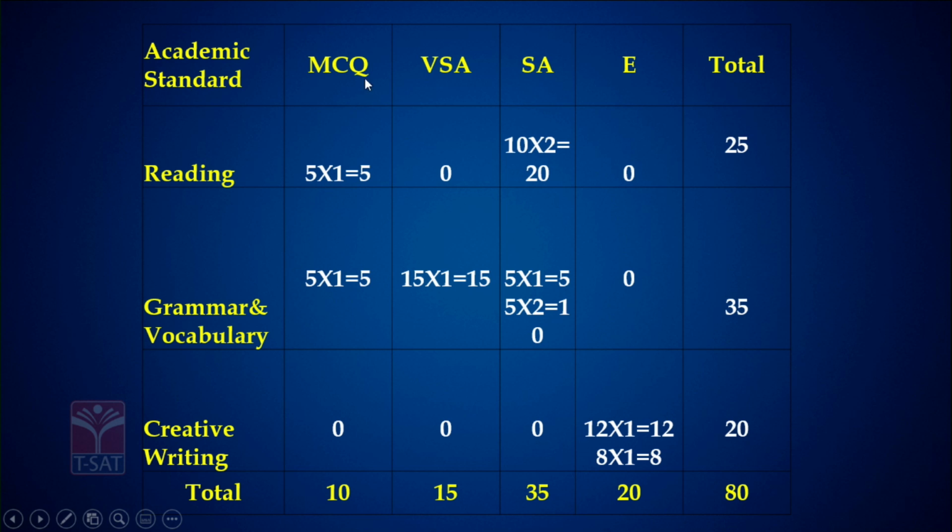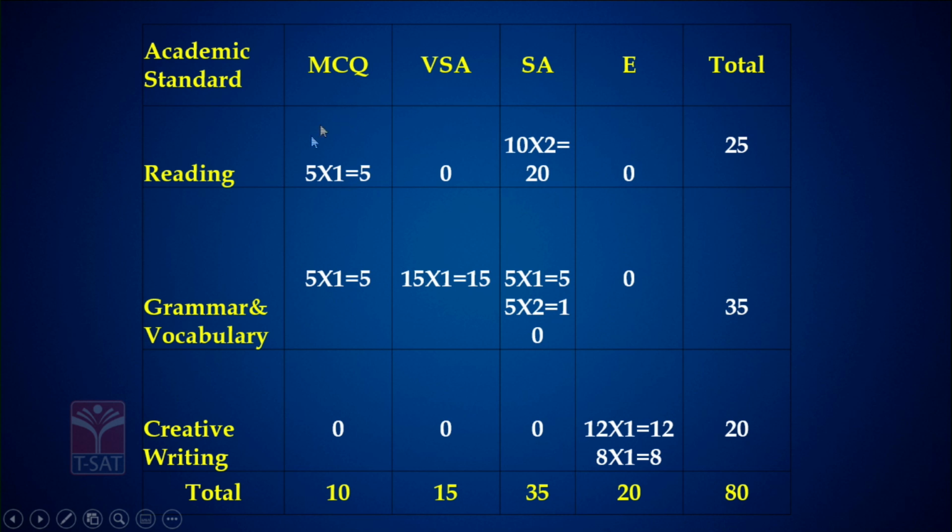And if you see the type of test item, MCQ stands for multiple choice, and VSA very short answer, and even SA stands for short answer, and E stands for essay. So, generally short answer and essay are quite open ended, and multiple choice and VSA are quite objective. So, how are marks distributed?